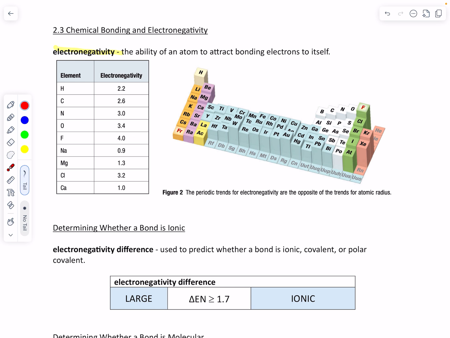When determining whether a bond is ionic, we are looking for a large electronegativity difference. By large, we mean an electronegativity difference of greater than or equal to 1.7. If you take two atoms and subtract their electronegativities, and the difference is 1.7 or higher, then you know that an ionic bond will form between those two atoms.